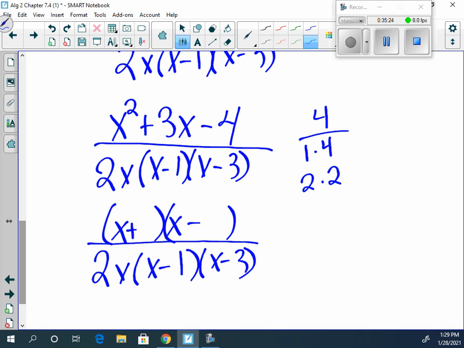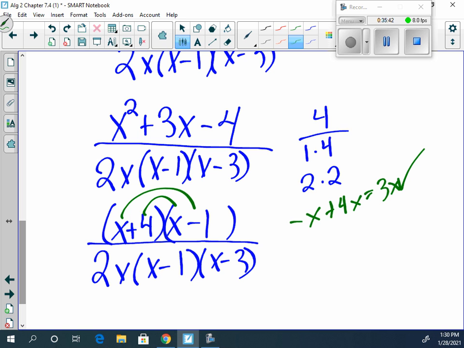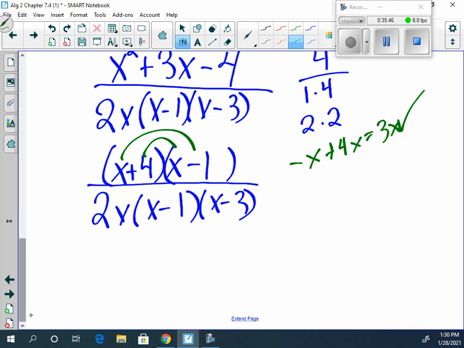Which one do you think it is? 1 and 4. Which one's going to be positive? Which one's negative? And one's going to be negative. And it does work out because we'll have x times negative 1 would be negative x. And 4 times x would be plus 4x, which gives us a positive 3x, which we wanted. But it does something more than that. What does it do? Top and bottom have what? Common factor of x minus 1.